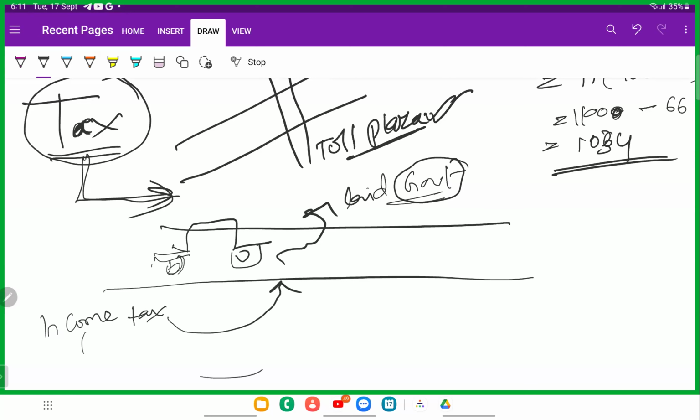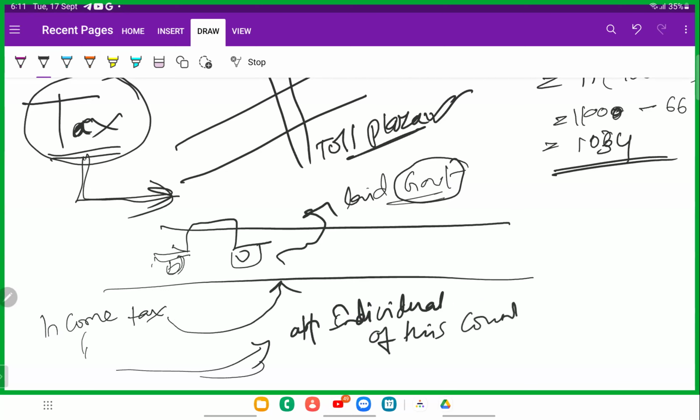From whose income is it collected? From all the individuals of this country. So taxes are collected in various forms. Suppose I, being a student, how am I paying tax to a country? If I purchase a paper, suppose I want to make notes, I need a book. So I need a notebook.